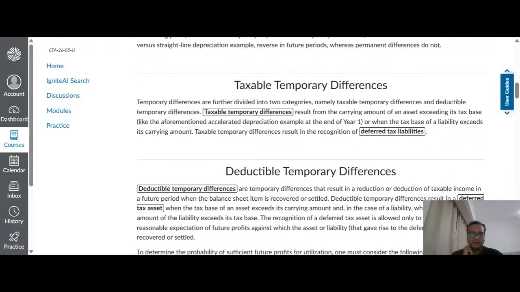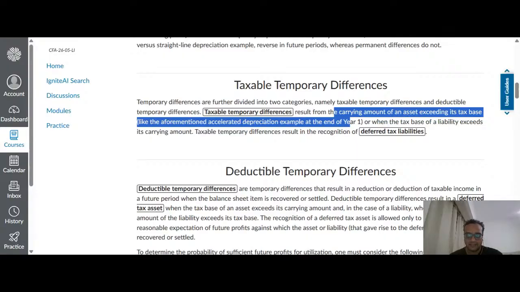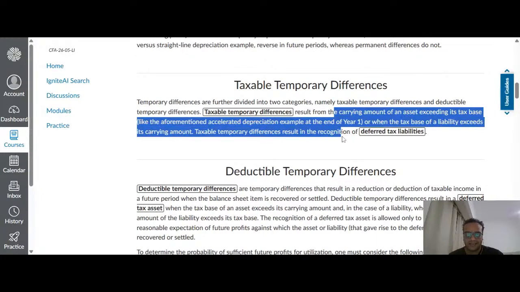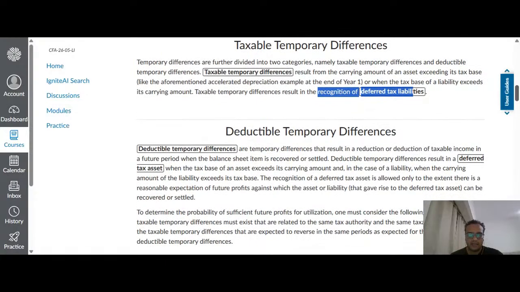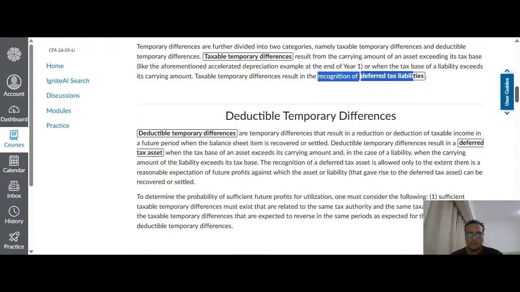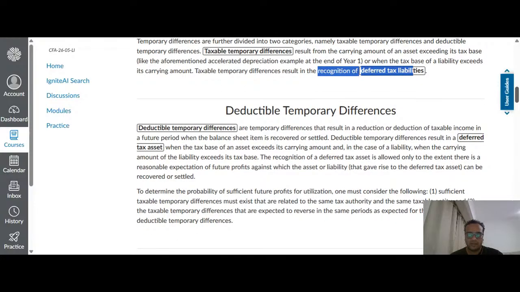Taxable temporary difference. The taxable temporary difference results when the carrying amount of an asset exceeds its tax base, like the aforementioned accelerated depreciation example for year one, or when the tax base of a liability exceeds its carrying value. This is a result of the recognition of deferred tax liability. Okay, taxable temporary difference creates your deferred tax liability.